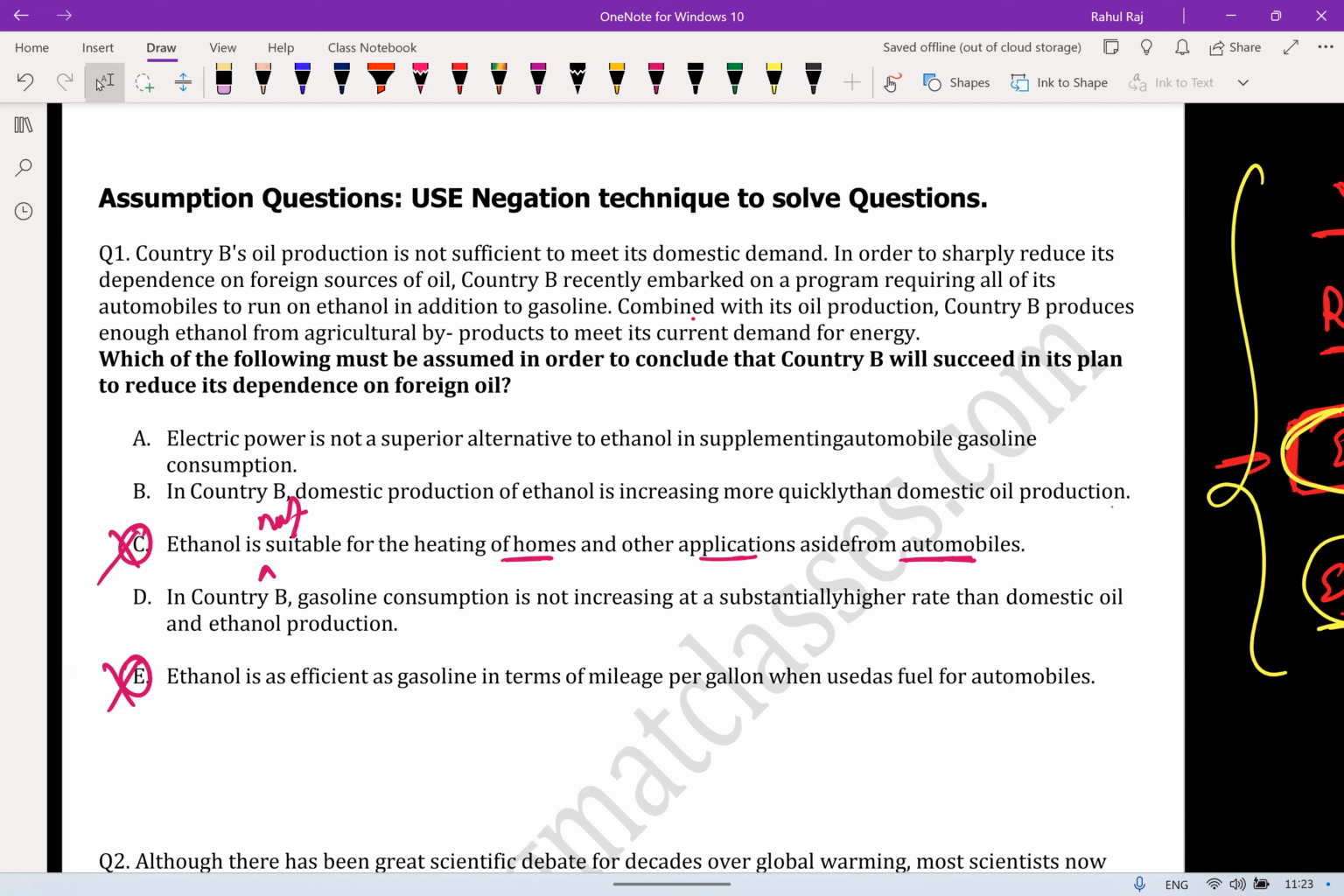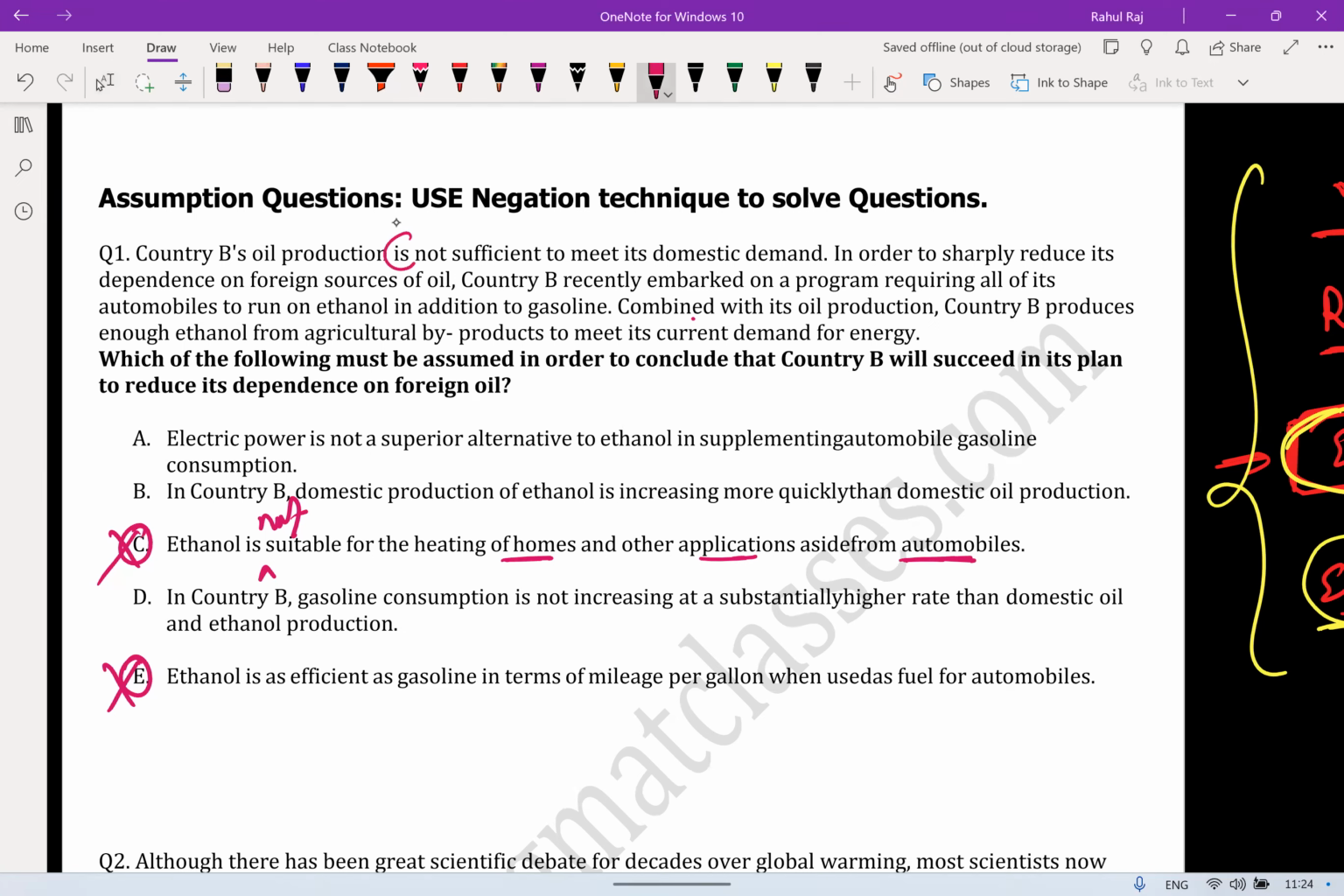Am I right? Agreed. Okay. Rahul, not based on this conversation, but now that I'm reading the passage again and again, for a second it feels as if we can choose the first line, country B's oil production is not sufficient to meet its domestic demand. Can't that also be a conclusion?